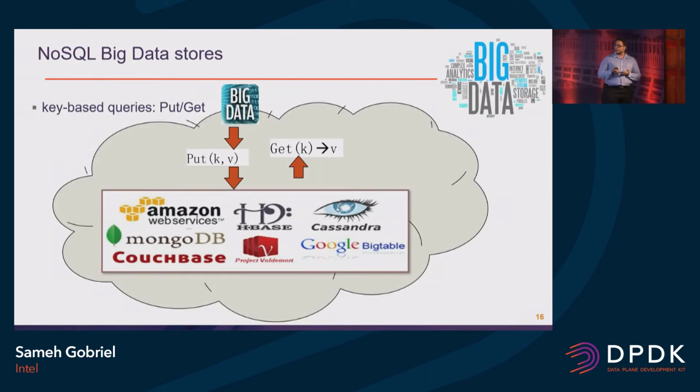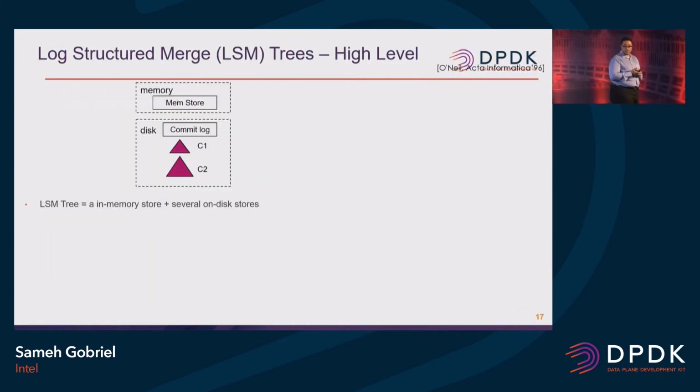So, cloud workloads and KV stores, big data. These are all names for the same thing. But the basic idea about KV stores in many of the products already there, whether it is Google Bigtable or Cassandra or Couchbase or Amazon Web Services, is they use what they call log structured merge trees, or LSM trees. And basically, these are huge stores for key value stores.